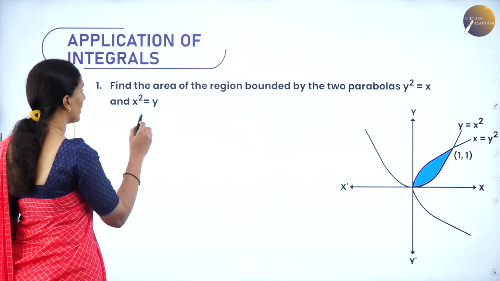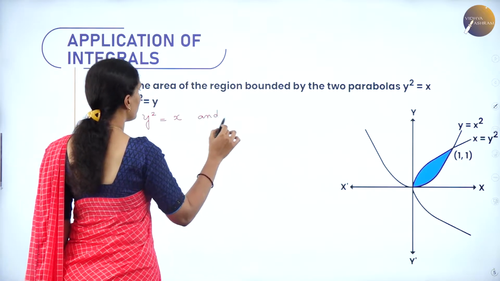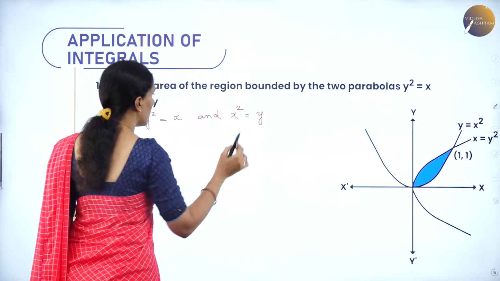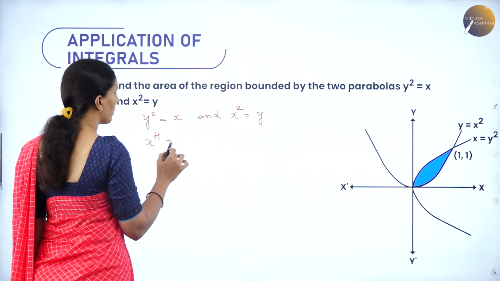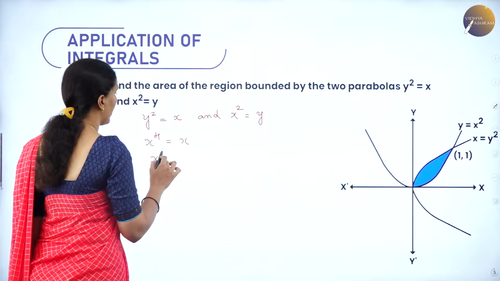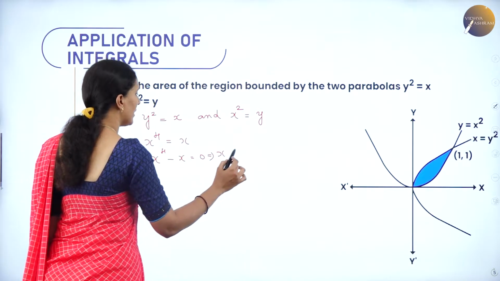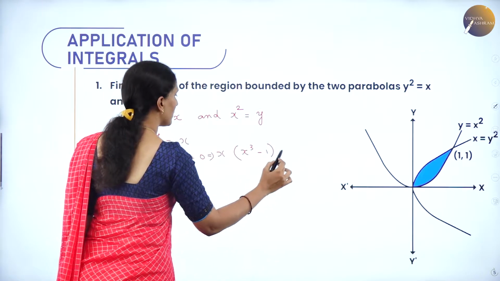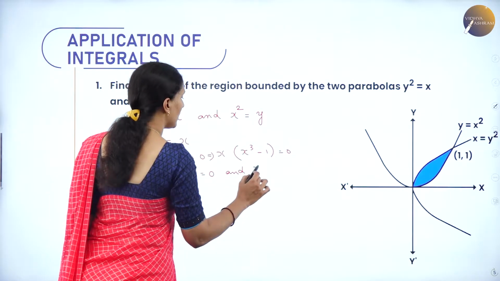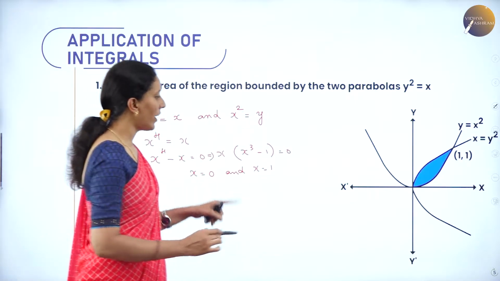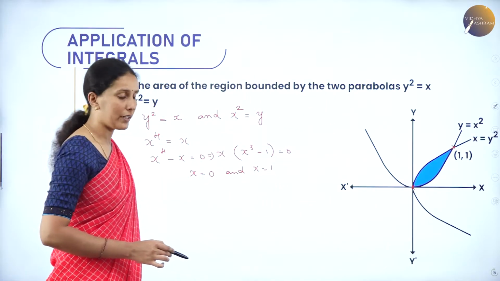So here we have two equations, y square is equal to x and x square is equal to y. So if I substitute y is equal to x square here, then it becomes x power 4 is equal to x, or I will get x power 4 minus x is equal to 0. If I take x as a common factor, then I will get x into (x cube minus 1) is equal to 0. So from this equation, I will get x is equal to 0 and x is equal to 1. So that means at the point x is equal to 0 and at the point x is equal to 1, we have a point of intersection.